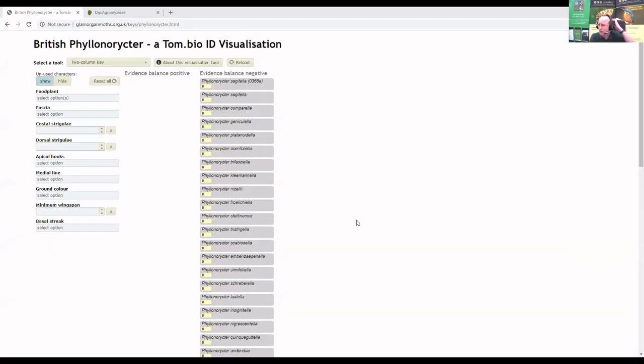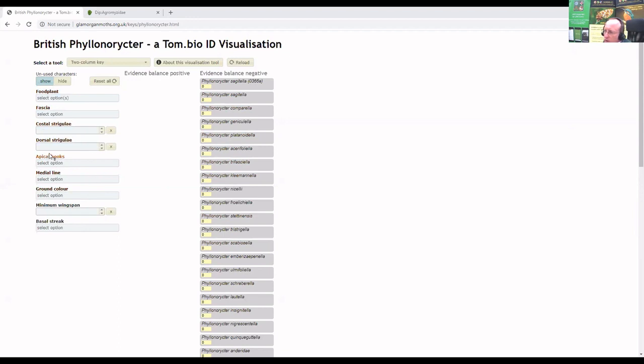So this is a visual key. It's based on technology that Rich Berkmar created. And the idea is the more of these items that you can tick off, the better chance you've got of getting an identification.